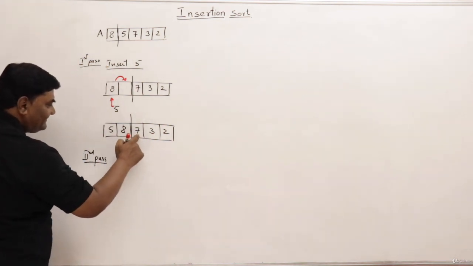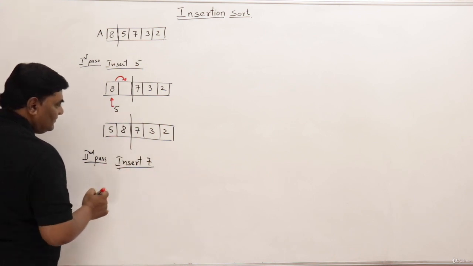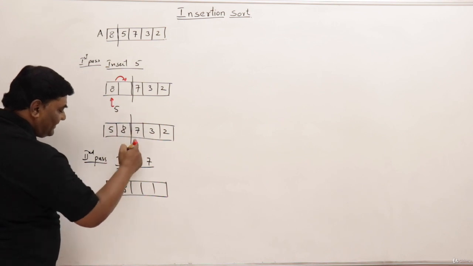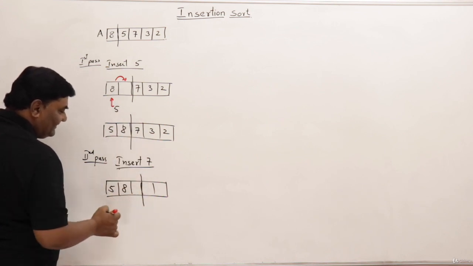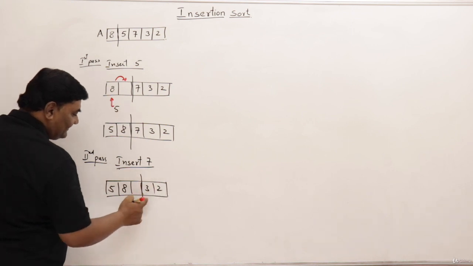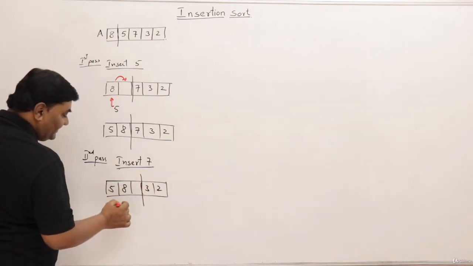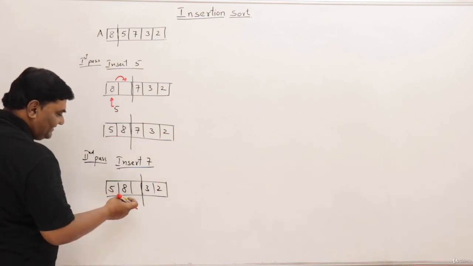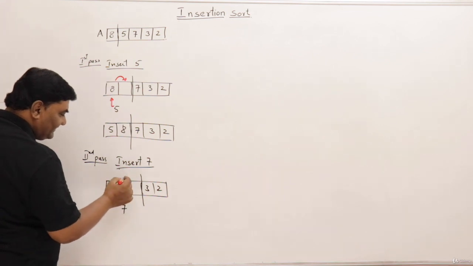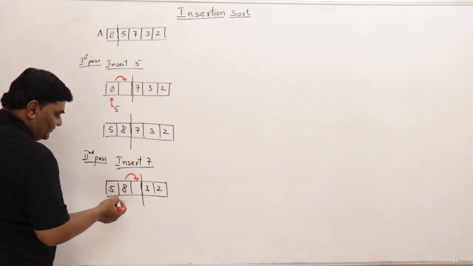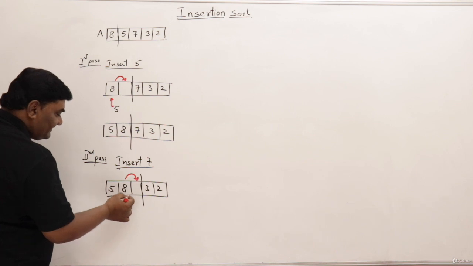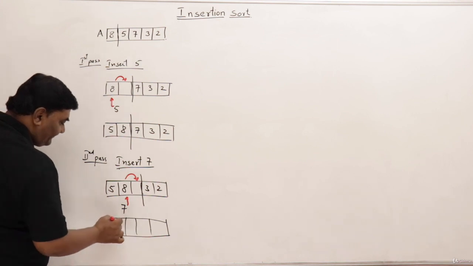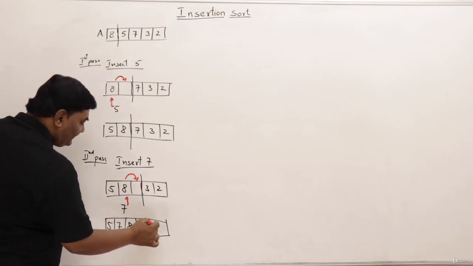In second pass, let us insert 7. In the list, already 5 and 8 are sorted. Now we are trying to insert 7. So the list will extend till here, and the remaining elements are not yet sorted. So 7, take it outside. Now for inserting 7, start shifting the elements which are larger than 7 from the right hand side. 8, it is greater. 5, no, it's not greater. So 7 should be inserted here. The result after inserting 7 is 5, 7, 8 and 3, 2.